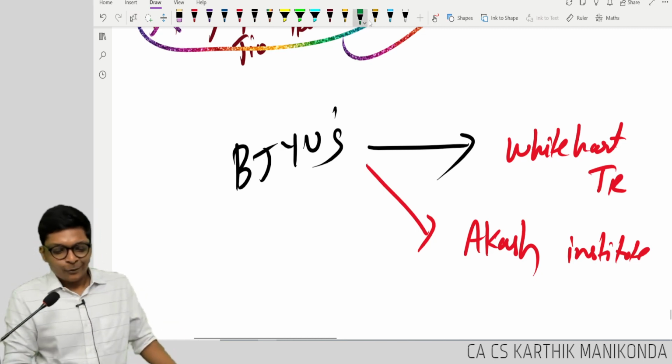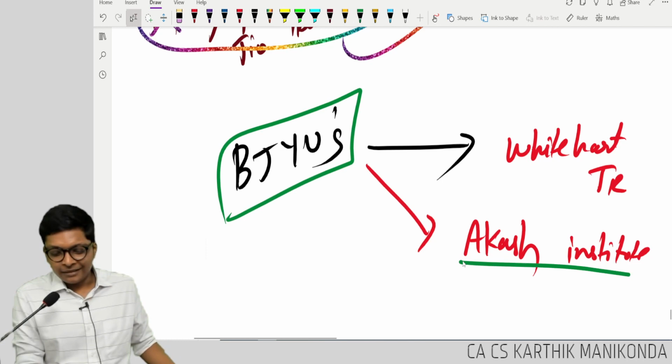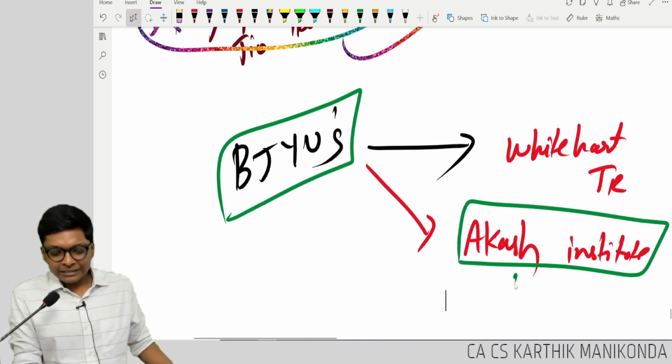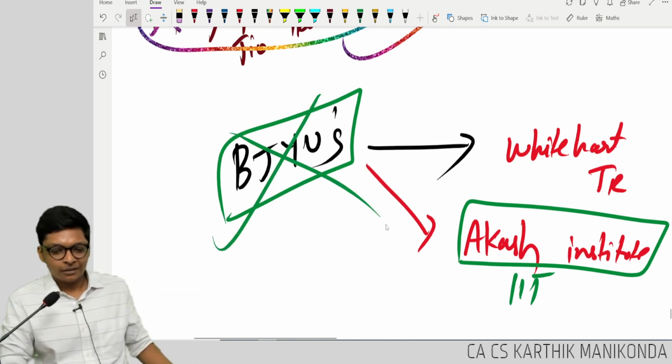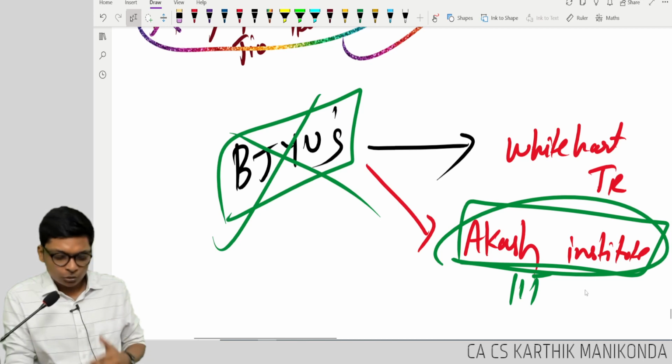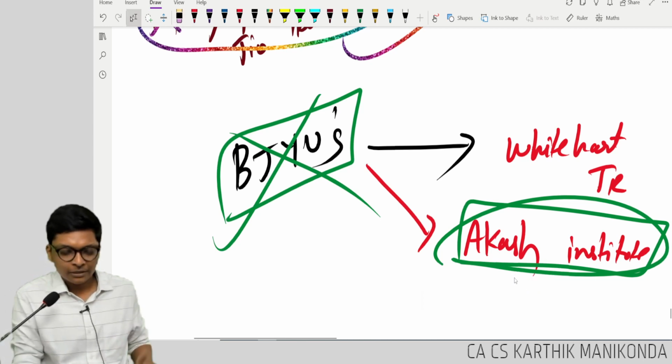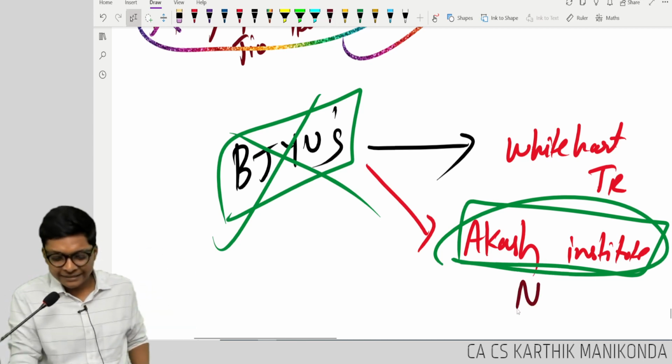Okay. So Byju's purchased the Akash Institute. Akash is giving IIT training, correct? Now, whatever happens to Byju's, Akash will continue. Oh, sorry, it's NEET training. I didn't know, guys. I just know the Akash name, when I've seen that board many times. NEET training.